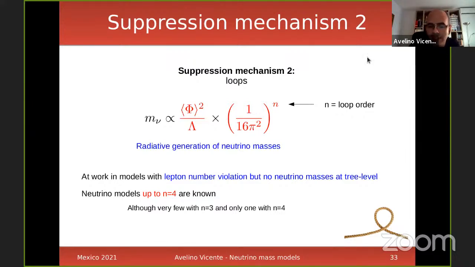But at 4 loop, as far as I know, there is only one that works, and it's a very special model. I won't say that it's a very typical model, but at least there is a model. At 3 loops, there are several models already. At 2 loops, there are a lot. And at 1 loop, there are many.